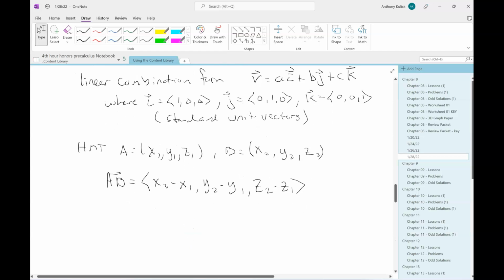Everything so far, is this surprising? No, it's exactly like 2 dimensions. You just have to deal with the z component to it. But everything is the same so far, right?